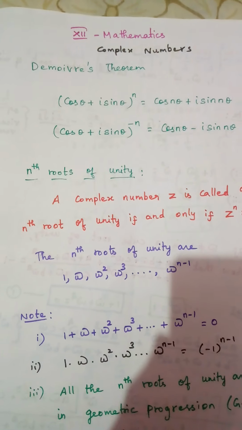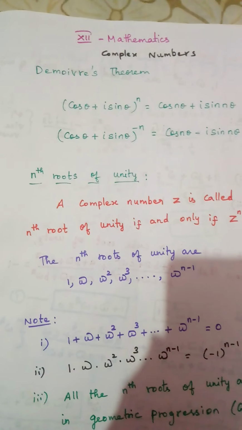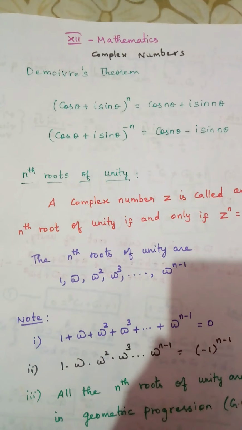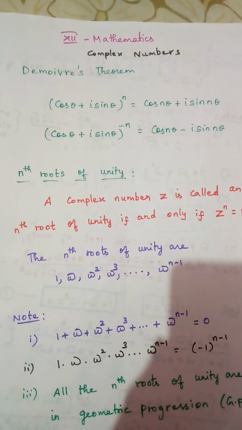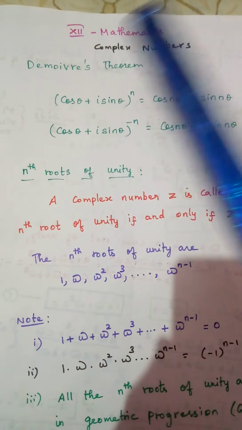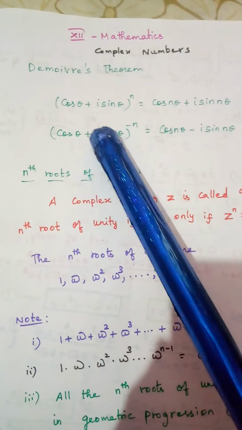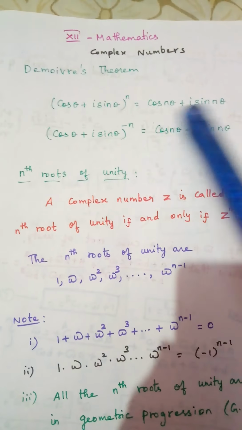Under that, first one is De Moivre's theorem. Actually, we have used this result in the previous problem itself. Now, we are just seeing the statement of the theorem. De Moivre's theorem means we can just see the result also.